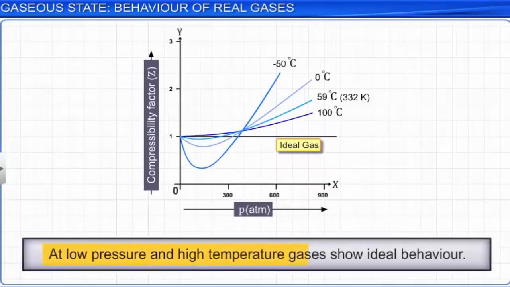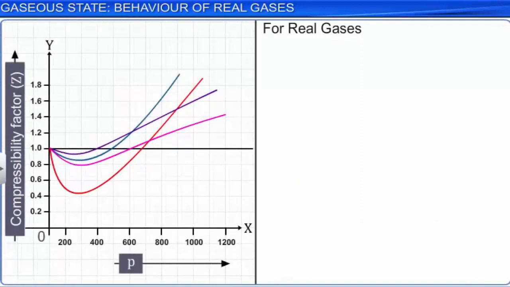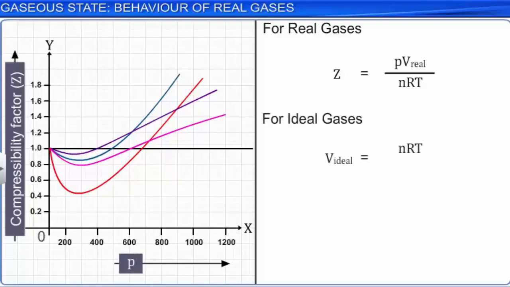Let us see another significance of the compressibility factor. We know that compressibility factor for a gas is calculated as Z is equal to PV real divided by nRT. If the gas is ideal gas, then V is equal to nRT divided by P. On substituting the value of nRT divided by P, in the equation for compressibility factor, we get Z is equal to V real divided by V ideal. From this, we can conclude that Z gives the ratio of the actual molar volume of a gas to the molar volume of it, if it were an ideal gas at that temperature and pressure.